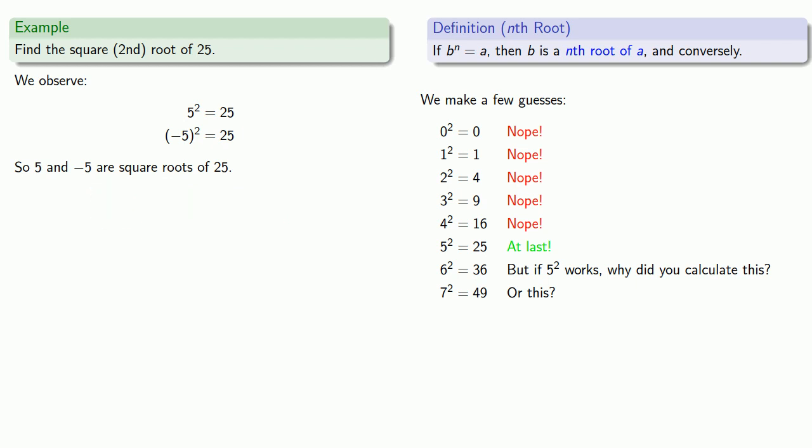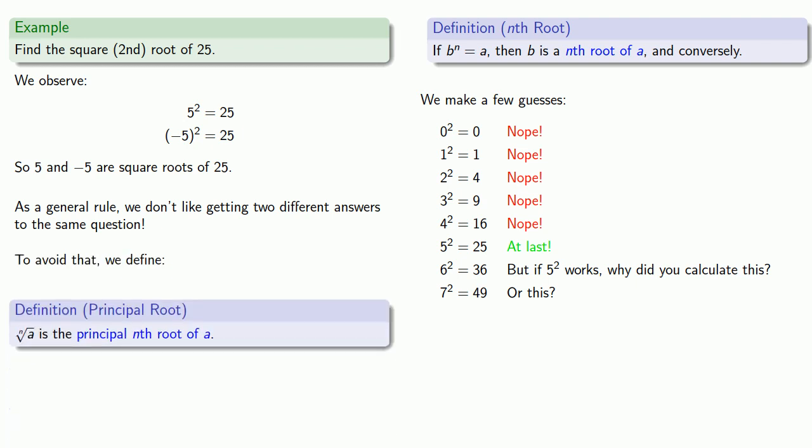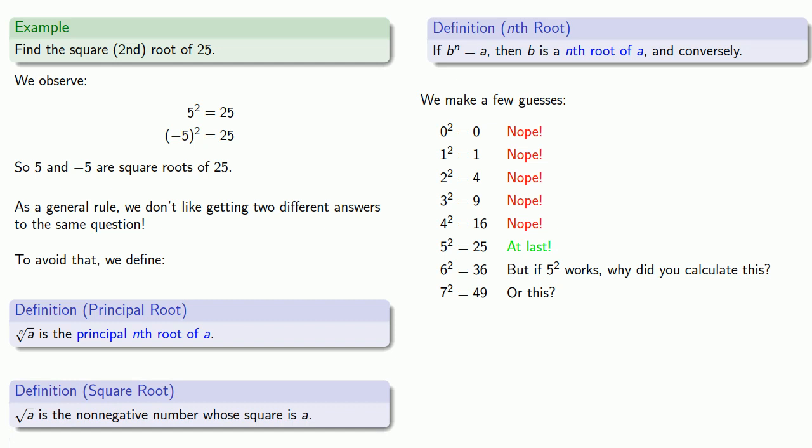This does raise a complicated problem. We generally don't like getting two different answers to the same question. So to avoid that, we'll introduce the following notation. This notation is read as the principal nth root of a. The idea is that while we might have several nth roots of a number, we're going to select one of them to be the principal one. Which one? Well, in the case of the square root, the one we're going to select is the non-negative number whose square is a.